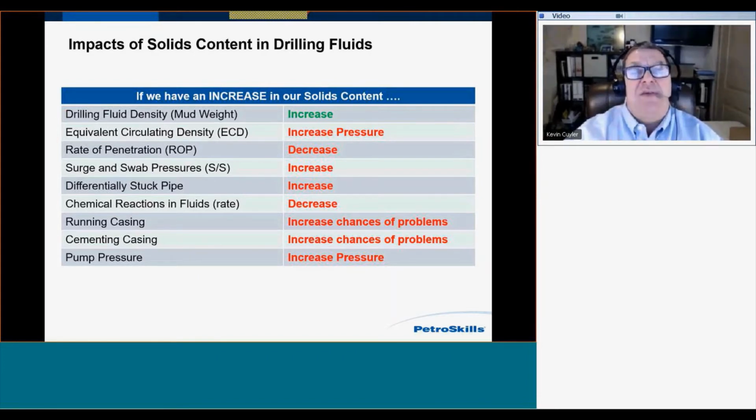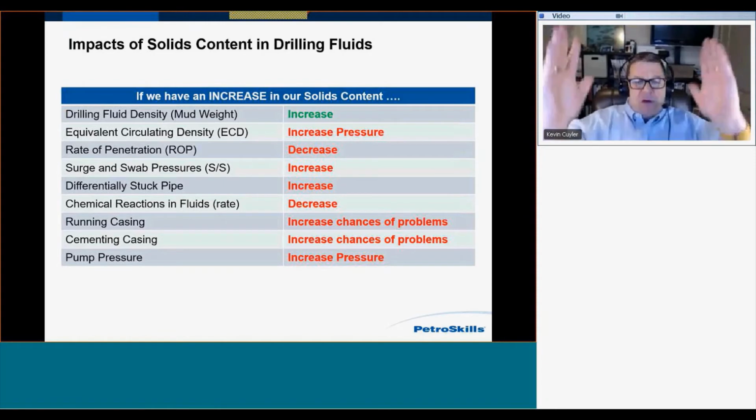Running casing and cementing casing are two excellent categories to talk about. We have a high increase of the chance of problems trying to get casing down to bottom because the fluid is thicker. I've heard the expression recently, it's like trying to push toothpaste, trying to get casing down to wherever it's at prior to cementing, and then pumping the cement itself back around.